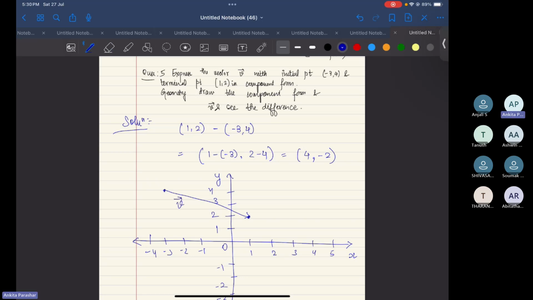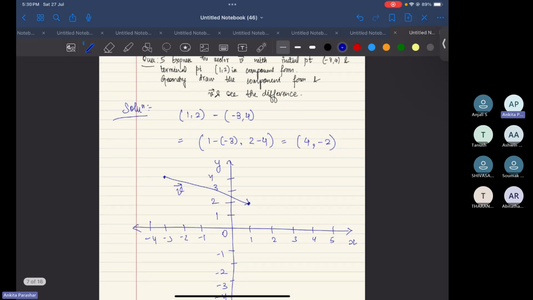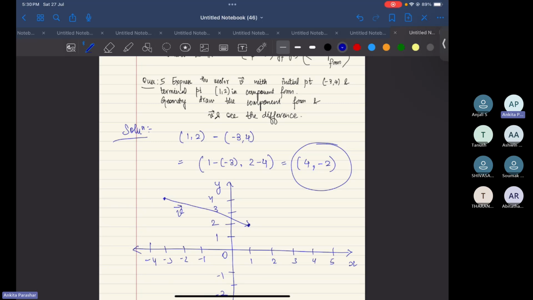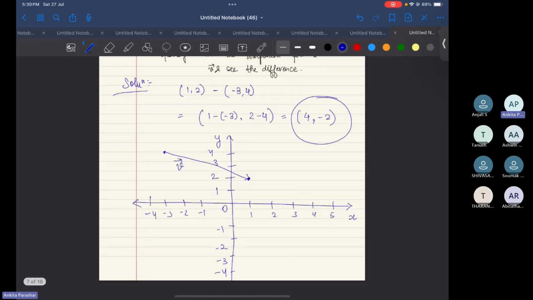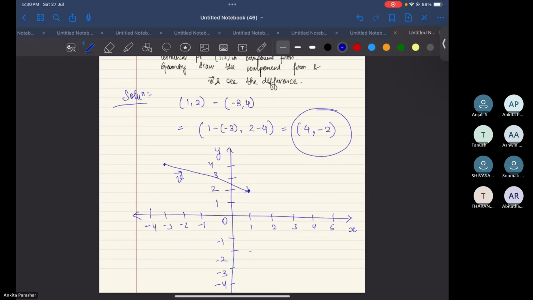Initially this is what is given to us. Why do we want to write it as the difference of the final and initial point? Because if you see the final point (4, -2), where is that? You see this, and if I draw from the origin to this, are these vectors the same? I mean equivalent. Are these vectors equivalent?